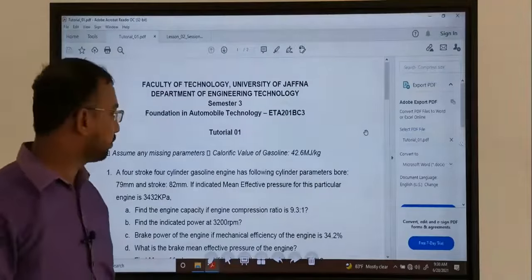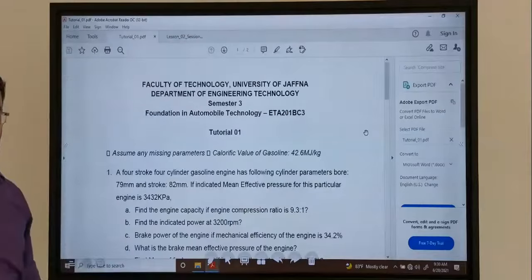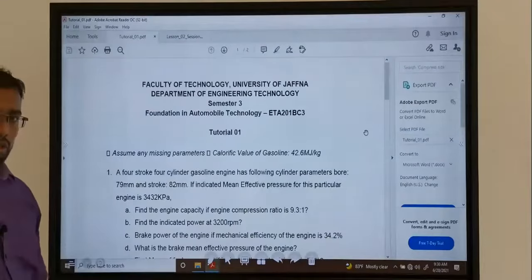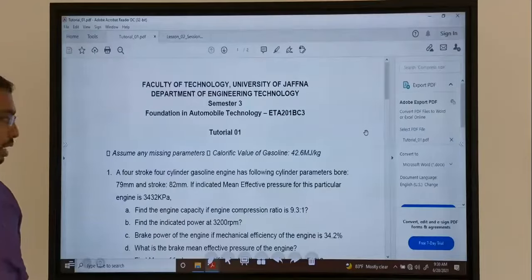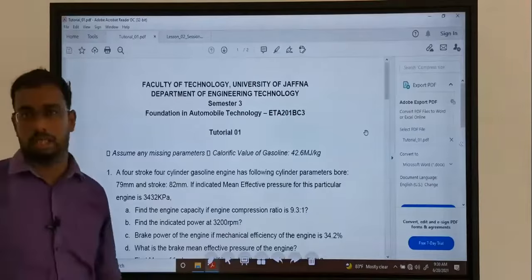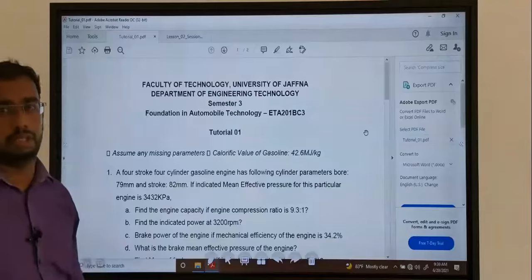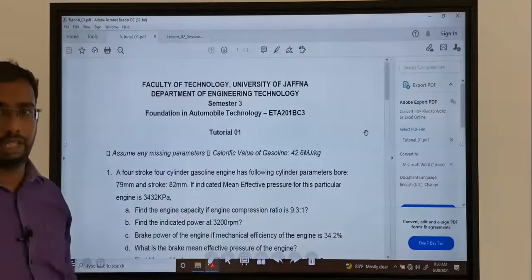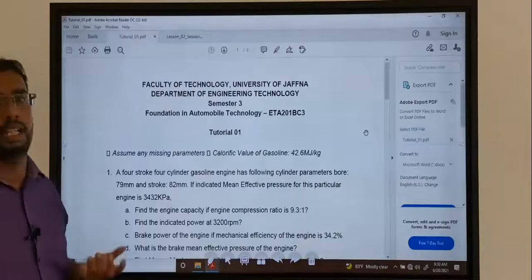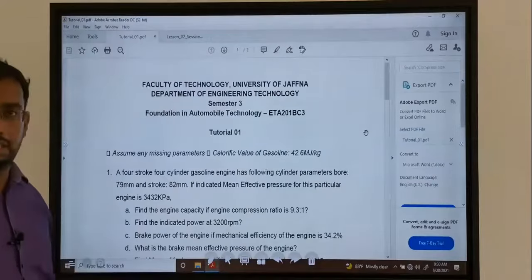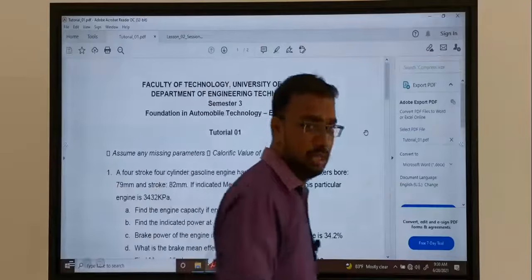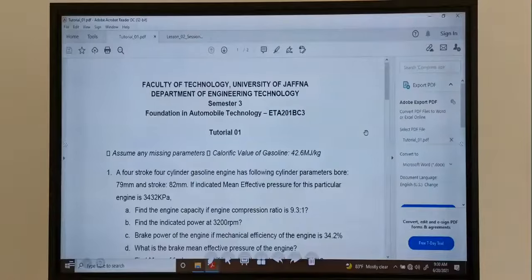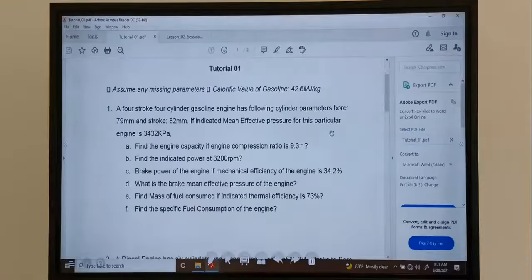Okay, dear students, this is your tutorial for foundation in automobile technology. Here we are going to do some mathematical equations related to engine and components. So there are some questions. Now I am going to do.